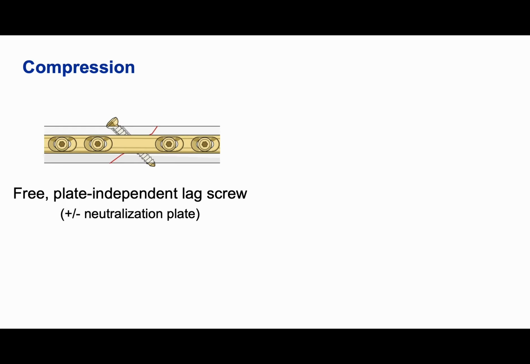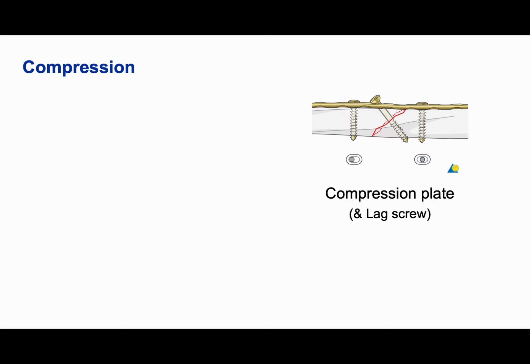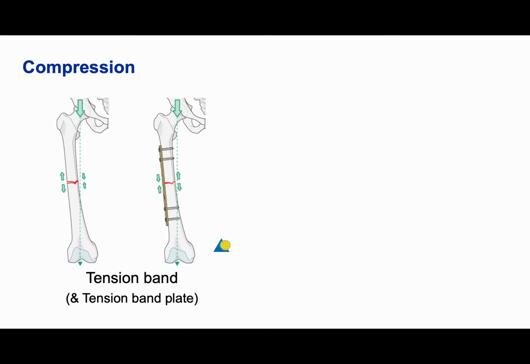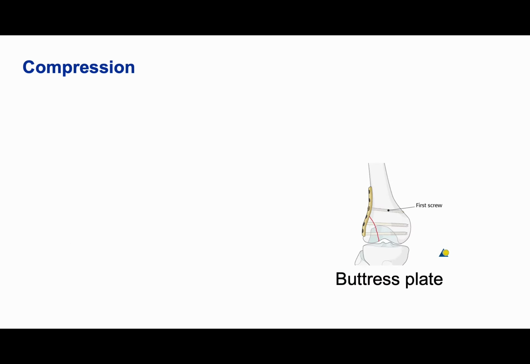In a transverse fracture, axial compression can be achieved by the compression unit of a DCP or LCP plate. A lag screw could be added through the plate. Tension band principle applies to any eccentrically loaded bone, either by wiring or through a plate, provided that the compression surface is intact, while buttressing is required if the bone is loaded in shear.